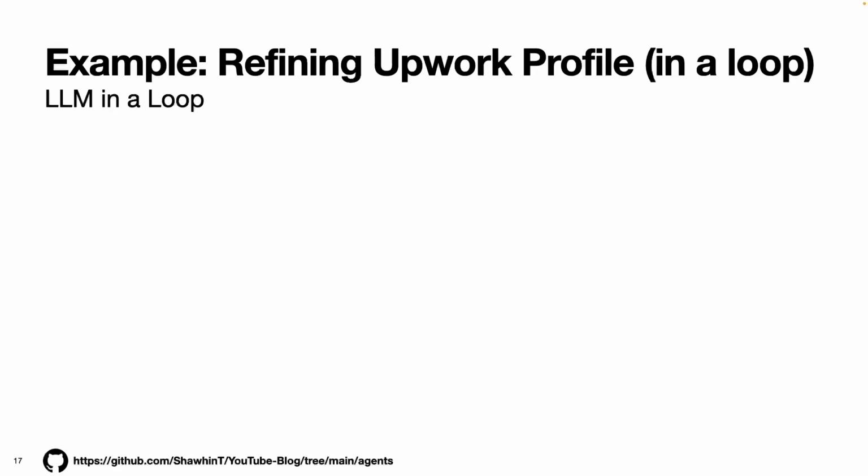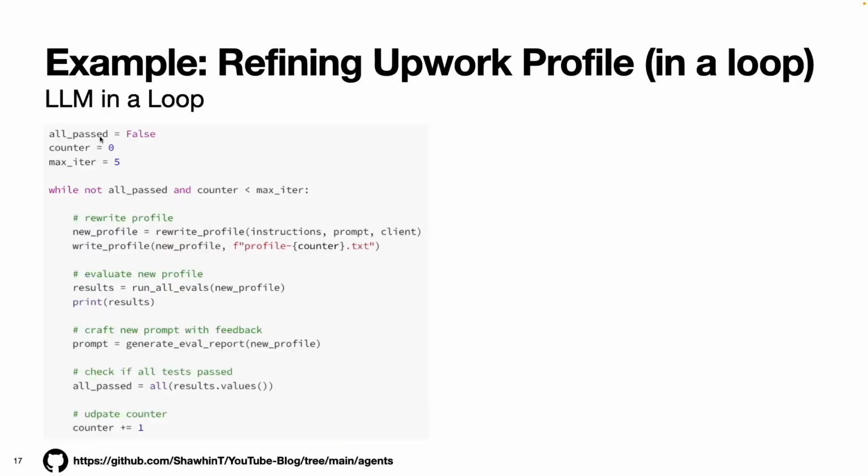Now that we've defined all the evals, we can run this whole thing in a loop. The code is pretty straightforward for running these LLM loops. Here I'm just going to initialize this all passed flag as false. I'll initialize a counter as 0, and then I'll define a max number of iterations. Basically, as long as all the tests are not passed and the counter has not exceeded the max number of iterations, we're just going to continue going in this loop.